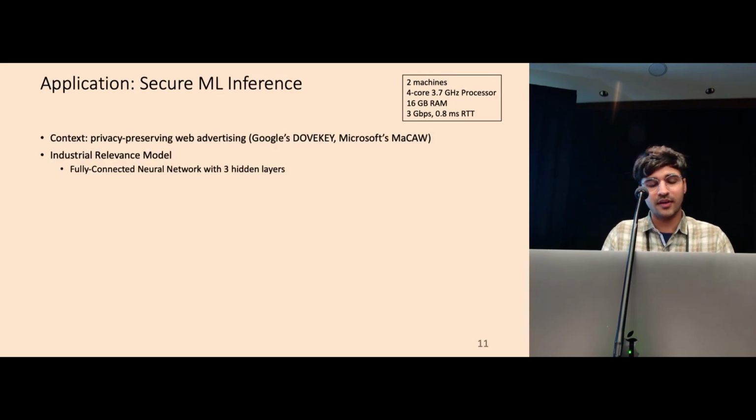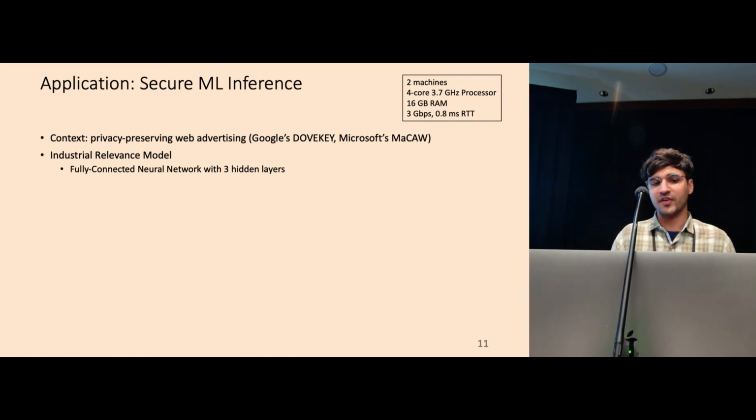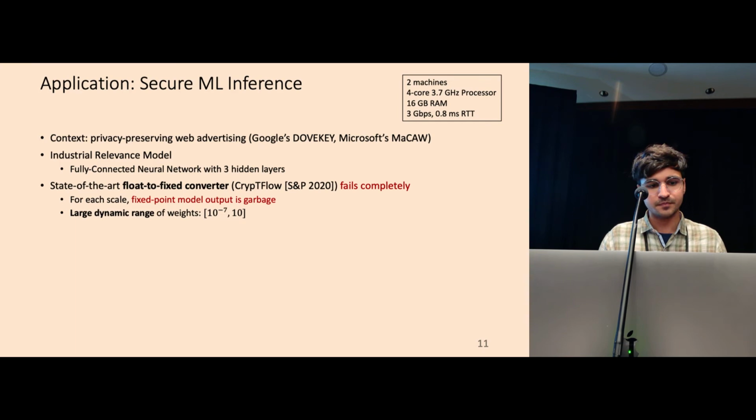Okay, now let's look at our application. We look at secure machine learning inference in the context of privacy-preserving web advertising, which has recently garnered a lot of attention from Google and Microsoft. For this application, one model which is used is this industrial relevance model, which is a fully connected neural network with 3 hidden layers.